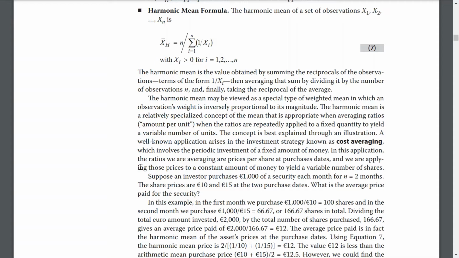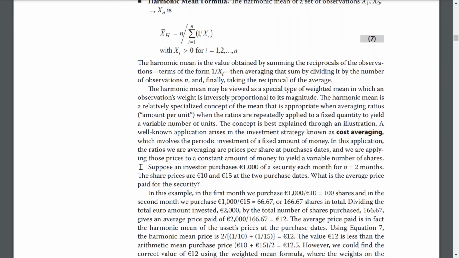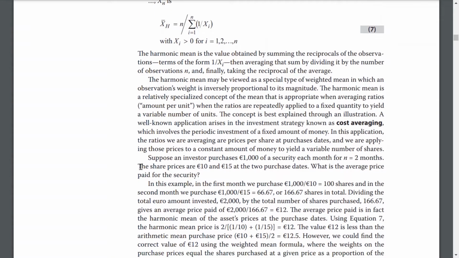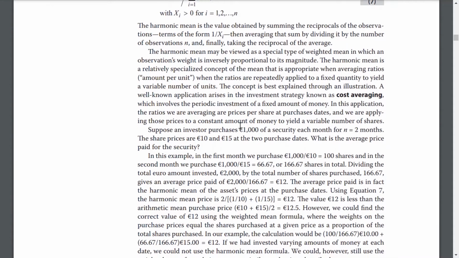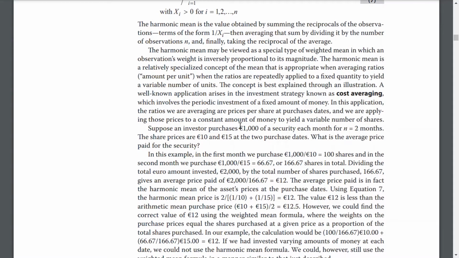The harmonic mean is a relatively specialized concept of the mean that is appropriate when averaging ratios per unit amount per unit, when the ratios are repeatedly applied to a fixed quantity or yield a variable number of units. The concept is best explained through an illustration. A well-known application arises in an investment strategy known as cost averaging, which involves periodic investments of a fixed amount of money. So this is what harmonic mean is.